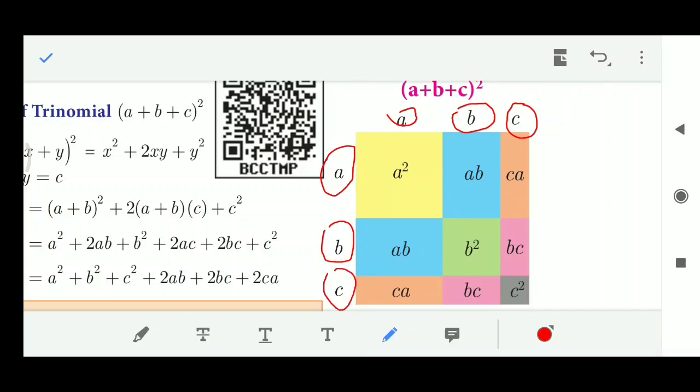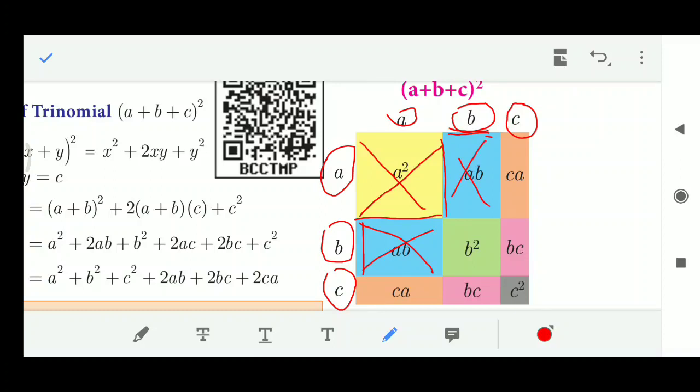Now we are going to square this. a into a gives a². Then coming to this, b into a gives ab. Then to the down, here also a into b gives ab.